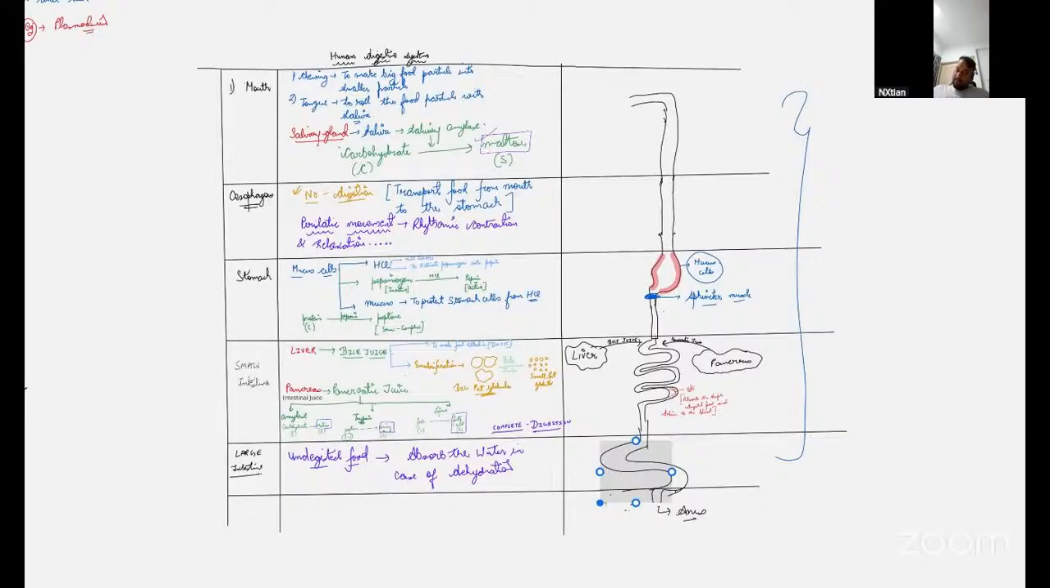Now remember this thing. This whole thing is called the alimentary canal. What is the alimentary canal? It starts from the mouth and goes to the anus. So this whole thing is called the alimentary canal. They can ask you this question: which part of the alimentary canal does not do any digestion? It is the esophagus. The complete digestion occurs in the small intestine.